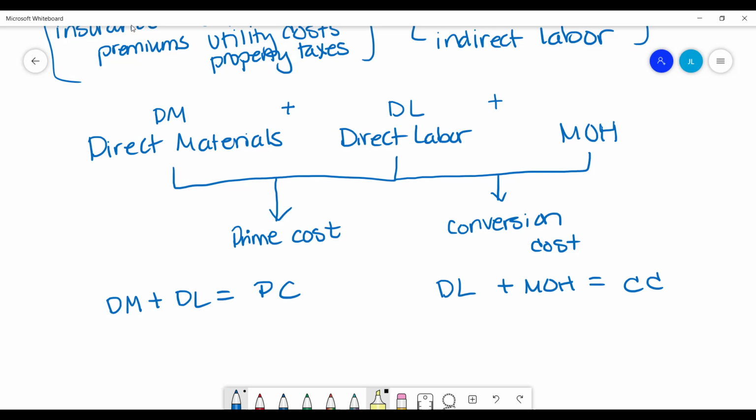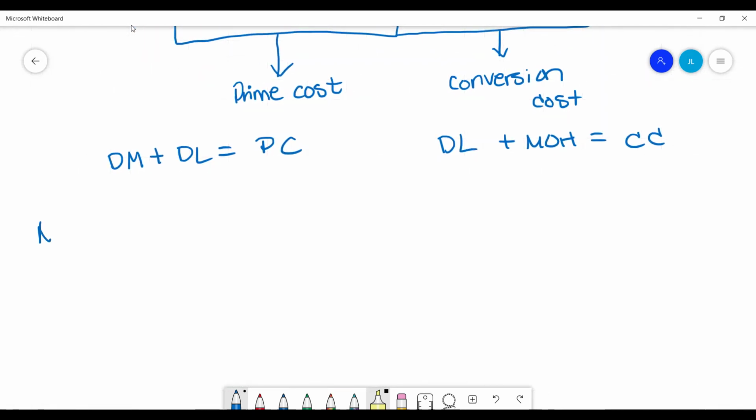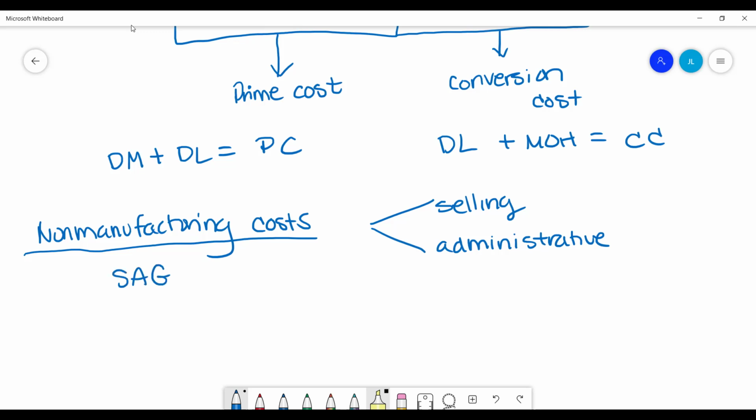Okay, so everything we've just talked about refers to manufacturing costs. But what about non-manufacturing costs? Those costs not involved with the actual manufacturing of a product. Well, non-manufacturing costs, we have selling costs and general and administrative costs. From financial accounting, this is what we refer to as SG&A expenses, or selling, general, and administrative costs.